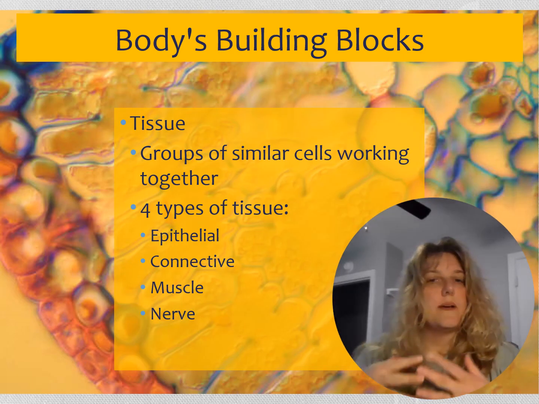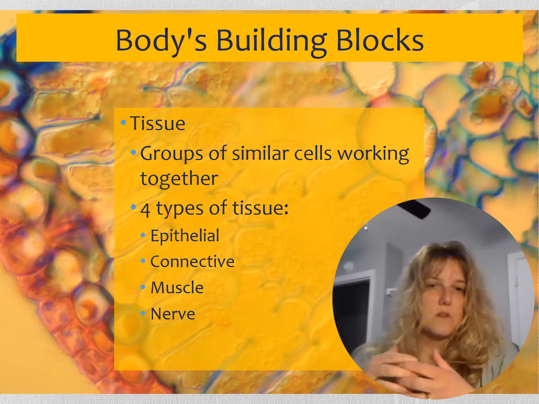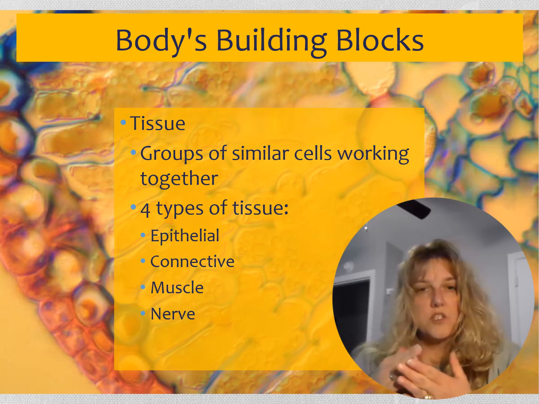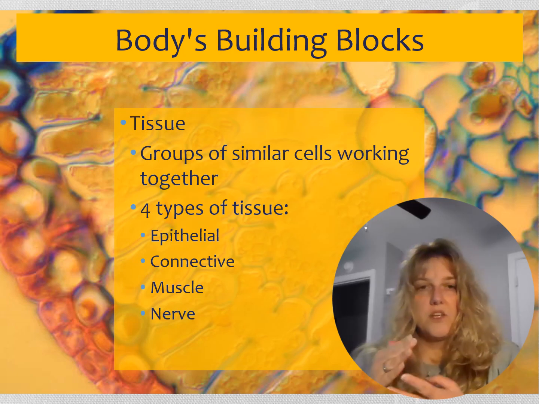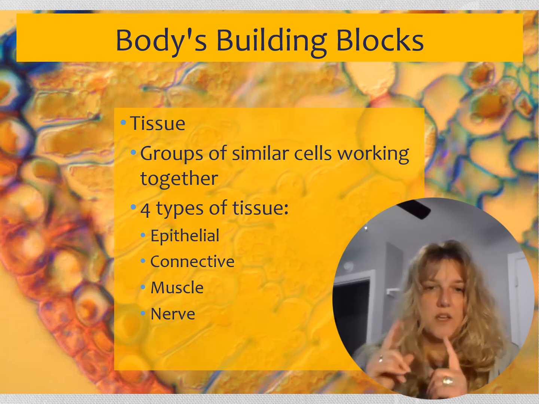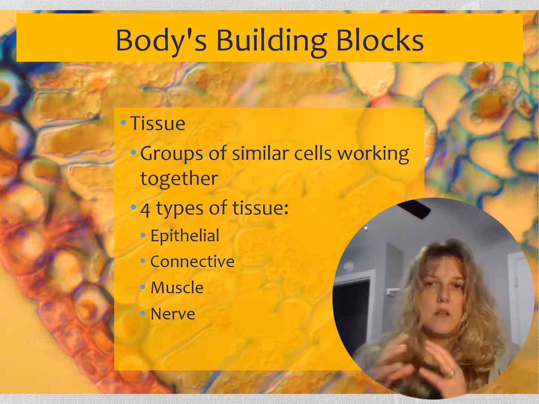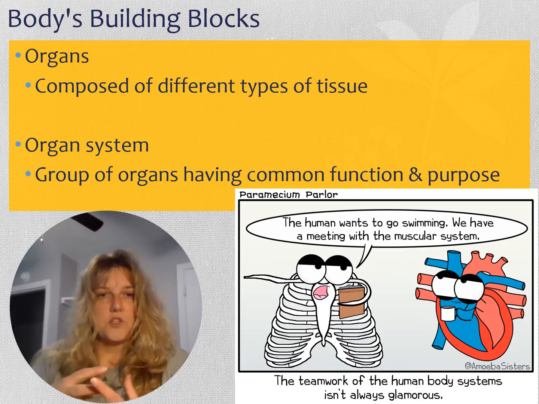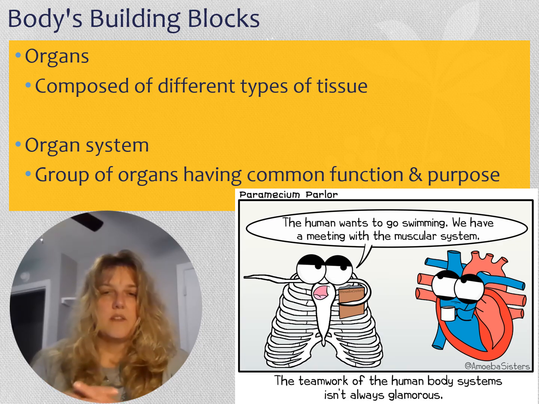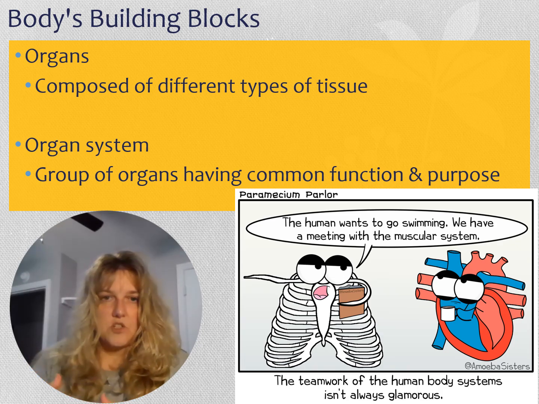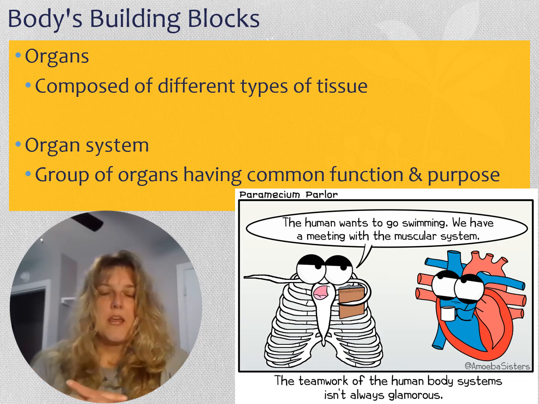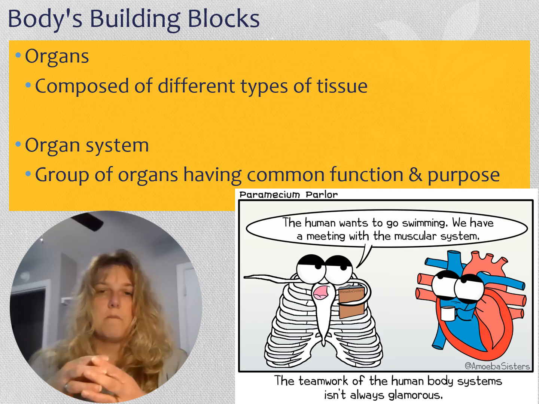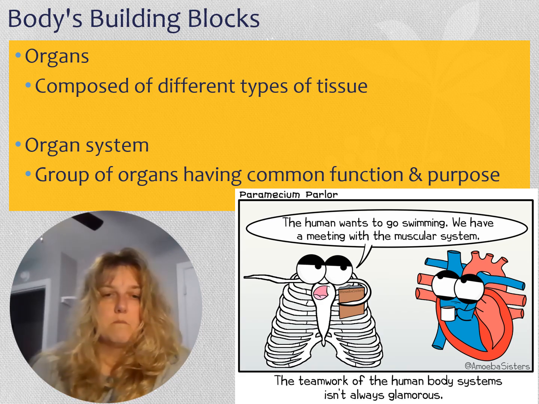Next, we start talking about tissues, and these are groups of similar cells that are working together. There's 4 types of tissue. You have epithelial, connective, muscle, and nerve, and we'll get into those a little bit later on. After tissues, we start looking at organs, and these, of course, are composed of different tissue types. And then you have an organ system where you have groups of organs that are actually coming together to have a common function and purpose.